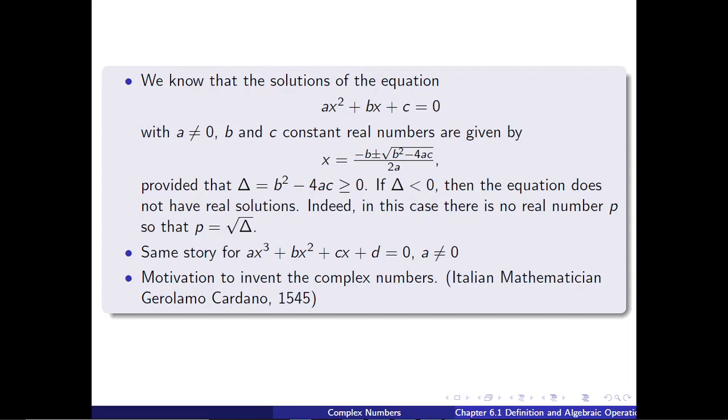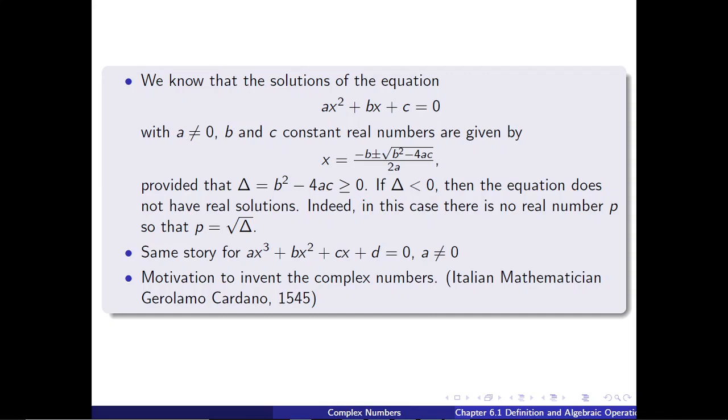Now we know that if we have an equation ax squared plus bx plus c equals 0, where a, b and c are non-zero real numbers, to find the solutions we can use the quadratic formula, and we will have real solutions provided that delta, which is b squared minus 4ac, is greater than or equal to 0. And in the case where delta is less than 0, then we will not have real solutions.